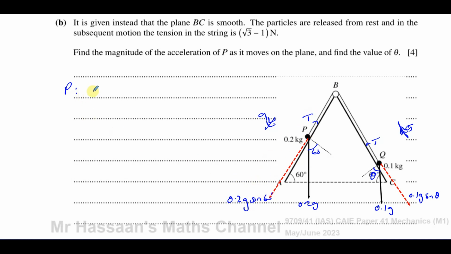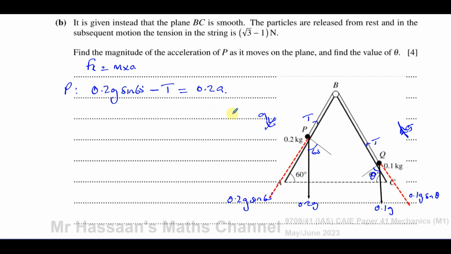So we're going to have 0.2 g sine 60, because there's a resultant force now, which is equal to the mass times the acceleration. So 0.2 g times sine 60 minus the tension in the string is equal to the mass, which is 0.2, times A. Now with this, we can find the value of A, which is one of the things we have to find.